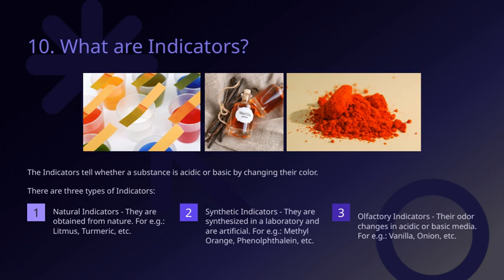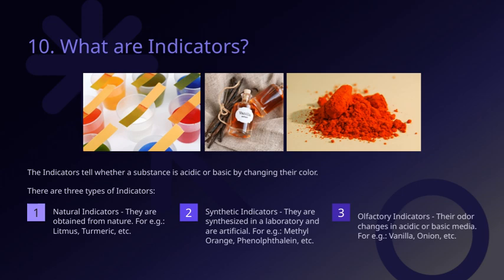Next, we have synthetic indicators. These are man-made and synthesized in laboratories. They are highly specific and reliable for testing pH. Examples include methyl orange and phenolphthalein. These indicators change color at particular pH levels, making them very useful in laboratories for precise measurements.